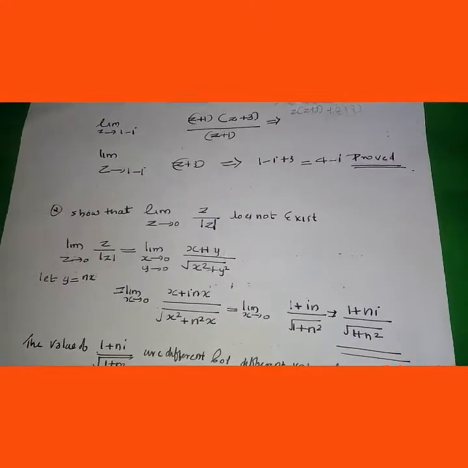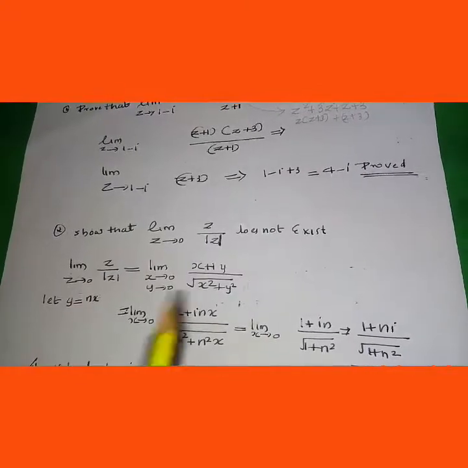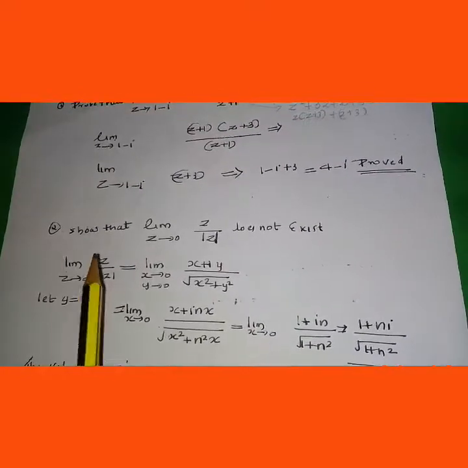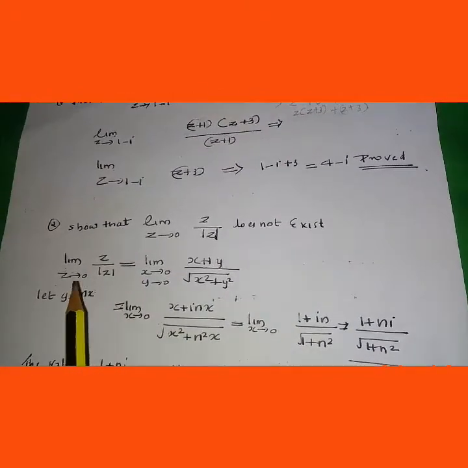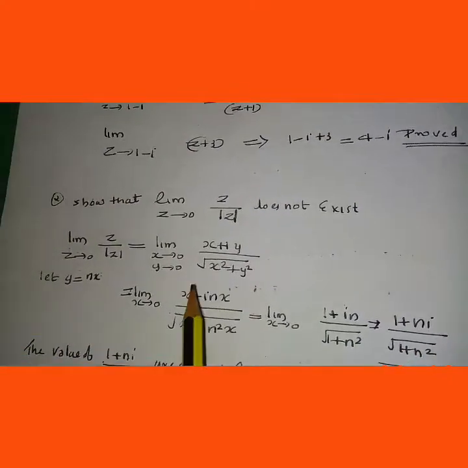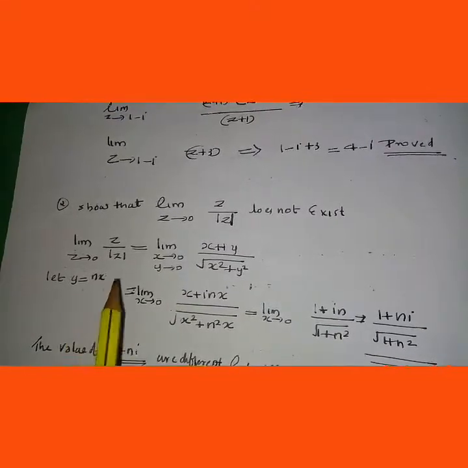And next we go to the second question, in which we show that limit z tends to 0, z divided by mod z does not exist. So we have to check the limit. Here z tends to 0 means, you know that in Cartesian terms z is equal to x plus iy. So we can replace z with x plus iy, and mod z, you know, is the modulus, that is under root of the coefficients x and y. So here we get the modulus as under root x square plus y square, and we can use y is equal to nx.